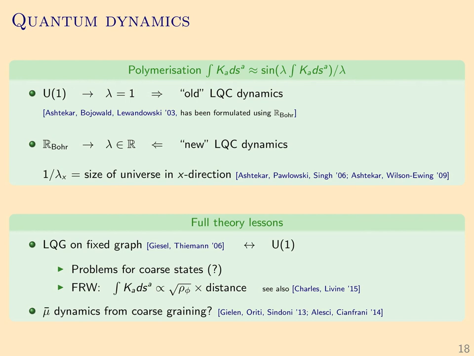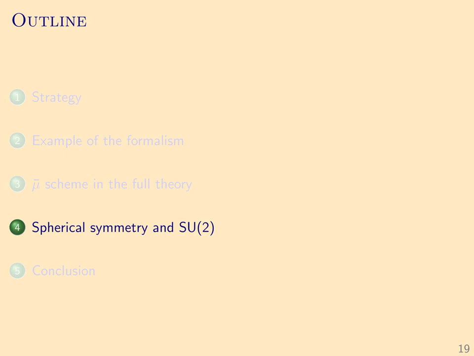There's, of course, the original derivation of the mu bar scheme in LQC, where the mu bar scheme was actually derived from such coarse graining ideas, and then also more recent work from group field theory condensates or work by Alesci and Cianfrani. Okay. So that is what I wanted to say about the Bianchi 1 model. So let us proceed to the next slide, slide number 19, where we switch gears now and we want to study spherical symmetry.